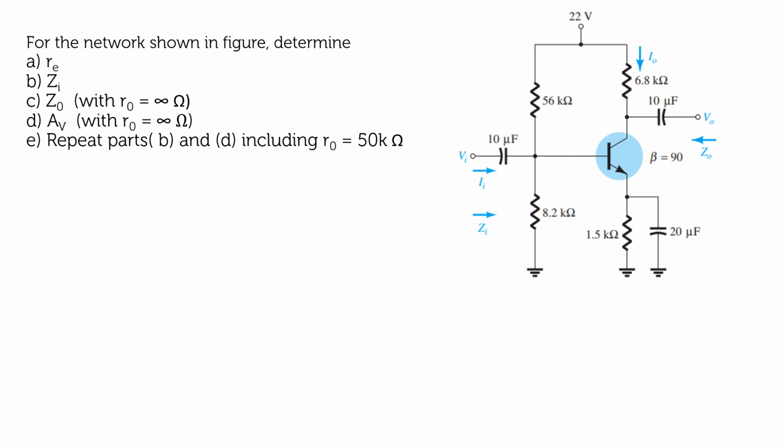So for the network shown in the figure, determine RE, ZI, Z0, AV. Z0 and AV, that is output impedance and voltage gain, you have with an assumption of R0 is equal to infinity, and repeat parts B and D including R0 is equal to 50 kilo ohm. Okay, so now let us see the figure.